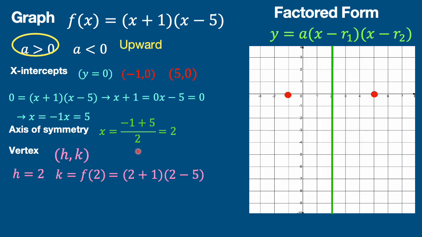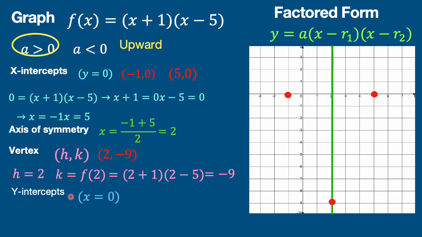When you plug in 2, 2 plus 1 is 3, 2 minus 5 is negative 3. So 3 times negative 3 is negative 9. Guys, make sense? So the vertex is 2 and negative 9. That's the vertex point on the axis of symmetry. What do you say? Upward, right? You have the x-intercepts, y-intercept, vertex. Right now we have to find the y-intercept.